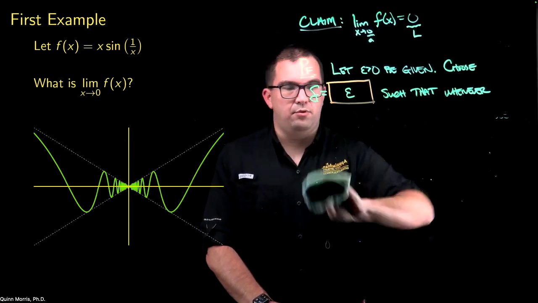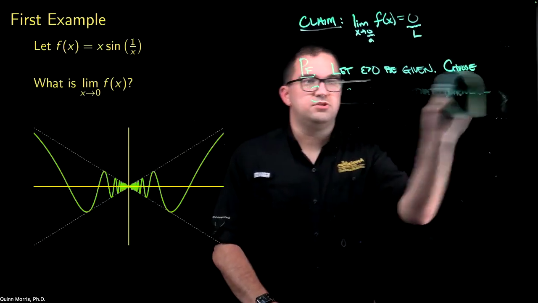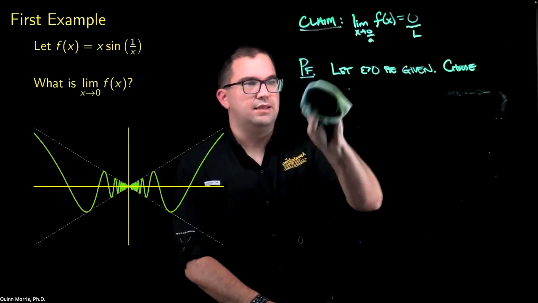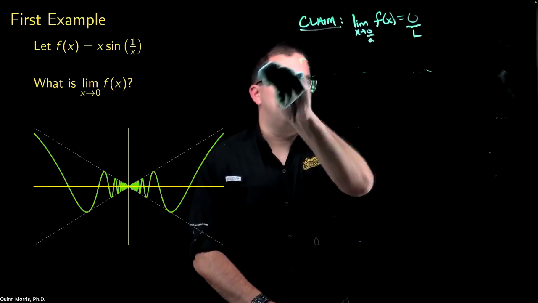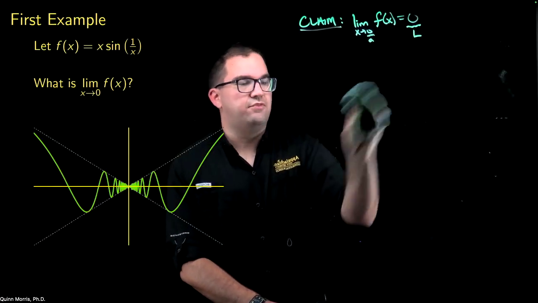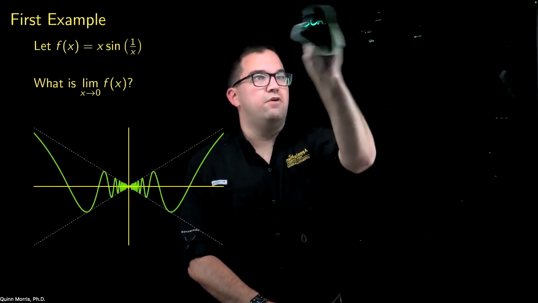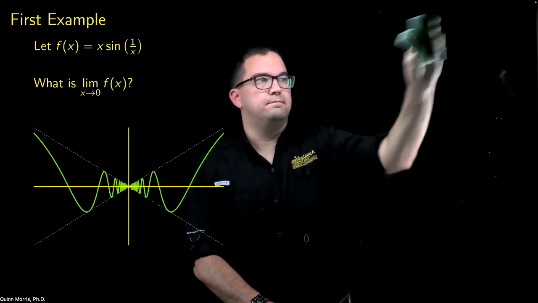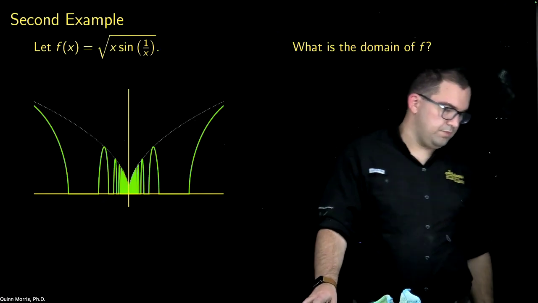Now, in our second example, we're actually going to take this example and just modify it ever so slightly. But we'll see that that slight modification looks like a small algebraic modification, but it actually changes the behavior of the function quite substantially. All right, so let's look at a second example.